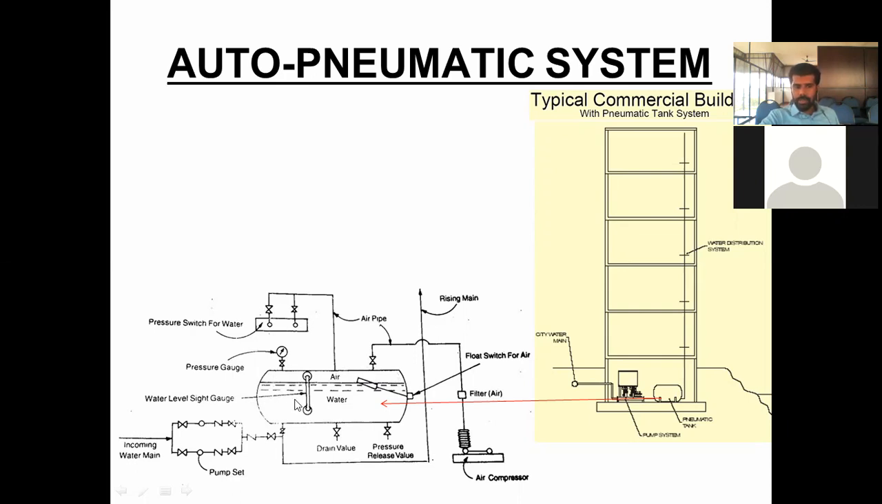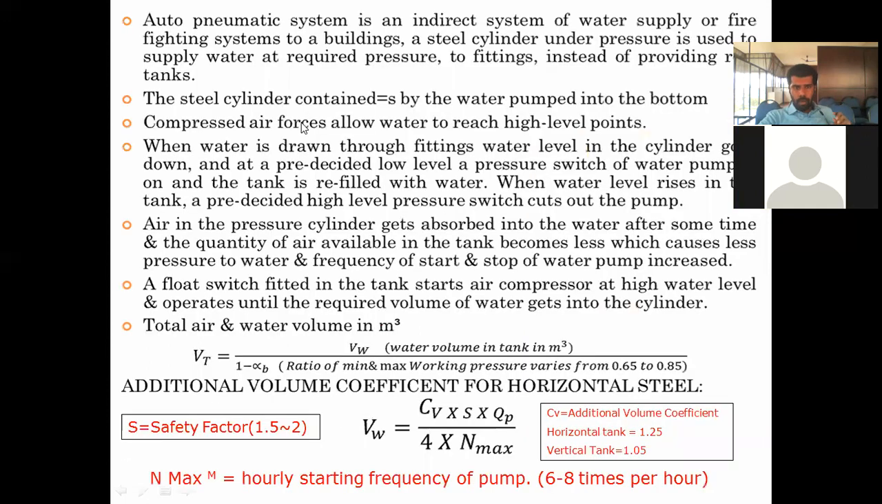This will be filled with water, and this area will be mixed with the compressed air as well as water. So high pressure air is being supplied here, okay? It is pushing down because of the compressed air. So this tank is a highly pressurized tank. So the compressed air allows water to reach high level points. Okay, so it will allow the water to reach high level points.